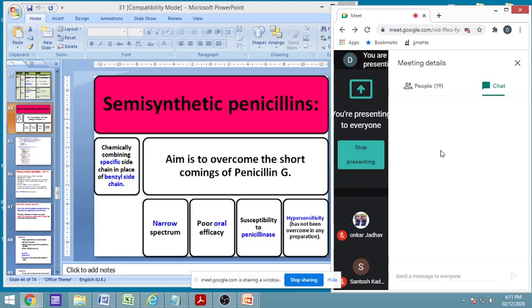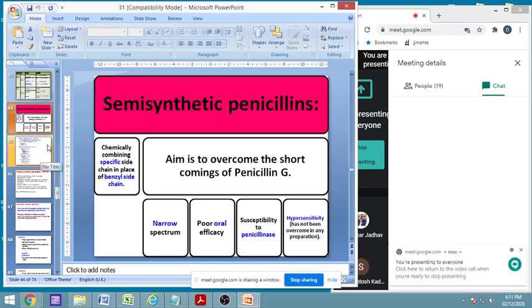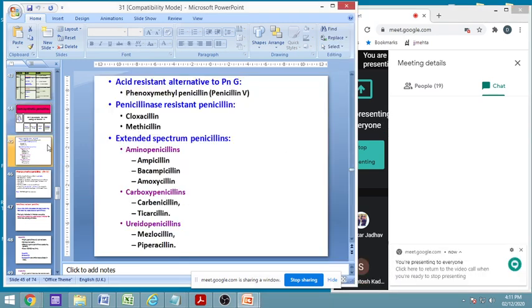So these are the basic problems, and some of the problems we can try to improve if we make them semi-synthetic penicillin. So these are the benefits offered by semi-synthetic penicillin. We shall see what these are. For example, acid resistant penicillin, which is resistant to acid, unlike penicillin G, is phenoxymethyl penicillin. It is acid resistant, so it can be given by oral route. Example of this is penicillin V.